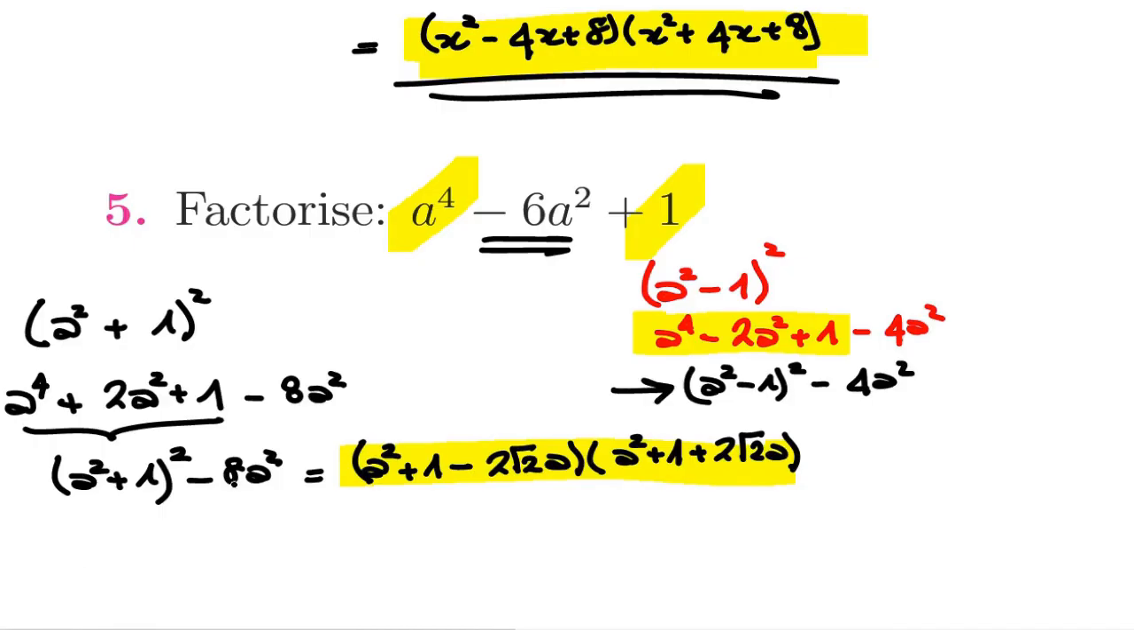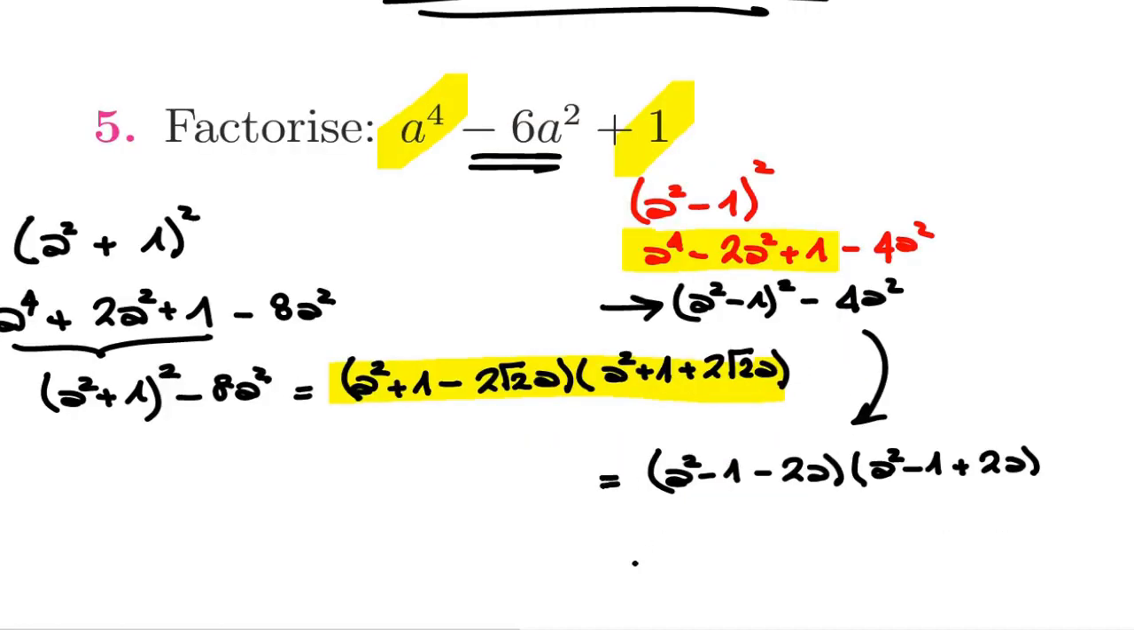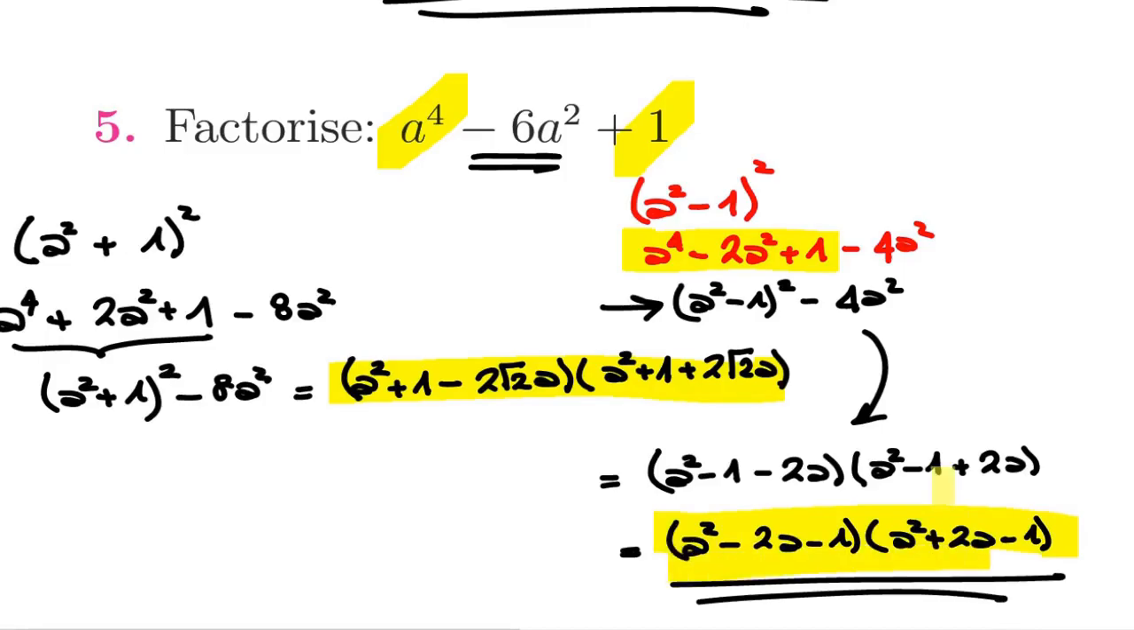Because the square root of 8 is 2 root 2. Usually, it's not preferred to leave it like this. Because here, the square root of 4 gives us a direct integer result of 2. I'm writing it like this. A squared minus 1. That is, first minus second. First plus second. Like this. And I'm also arranging it like this. A squared minus 2, a minus 1, and a squared plus 2, a minus 1. This is the answer. Our sixth question.